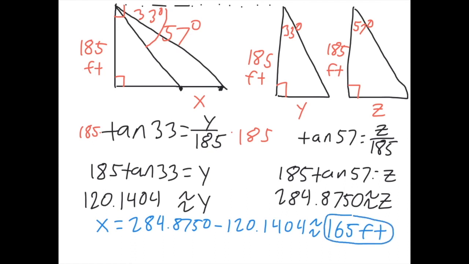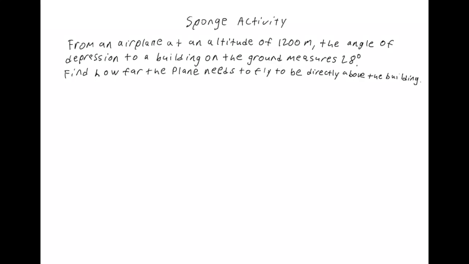So this one got a little bit more confusing because it involved two triangles, and then we had to deal with that. Now time for the sponge. From an airplane at an altitude of 1,200 meters, the angle of depression to a building on the ground measures 28 degrees. How far does the plane need to fly to be directly above the building? That's what I want you to find.